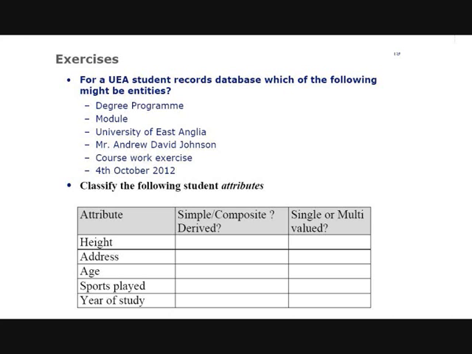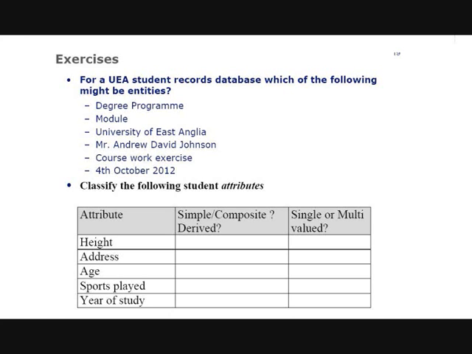What about the 4th of October 2012 being the date of registration of a student, for example? No, that is a particular value for an attribute, which may be, let's say, the student registration or the date something is due. So that's not going to be an entity.